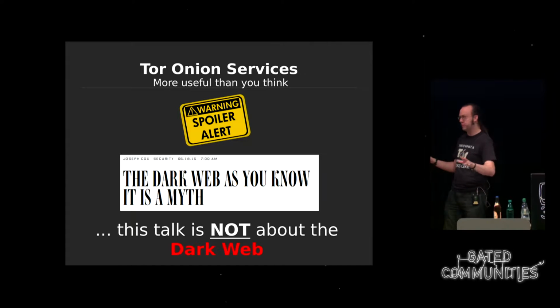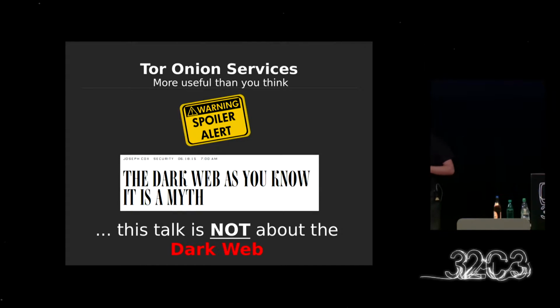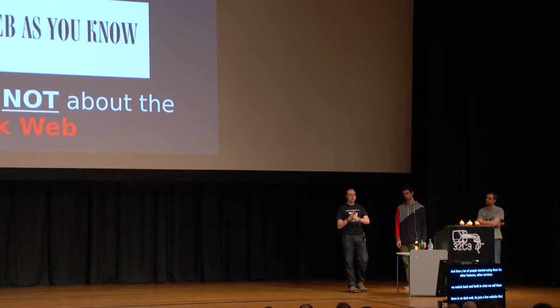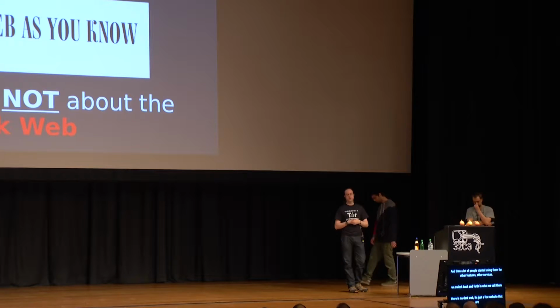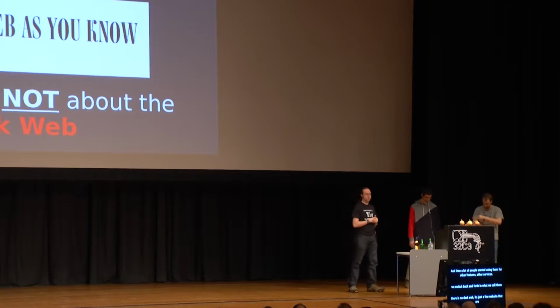So a spoiler before we start. This is not a talk about the dark web. There is no dark web. It's just a couple of websites out there that are protected by other security properties. So we'll talk a lot more about that. You can think of it as HTTPS is a way of getting encryption and security when you're going to a website, and .onion is another way of getting encryption and security when you're going to a website.